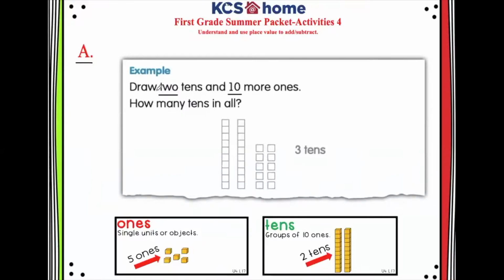Now in my classroom, we like to make sure that we're underlining important information. So when I read the directions and see draw 2 10s, well, that means I'm going to draw 2. And what am I drawing? 10s. And 10 more 1s. So I'll be drawing 1s cubes. And then the question asks, how many 10s in all? So it says draw 2 10s. 10, 20. So here's one 10 and the second 10.